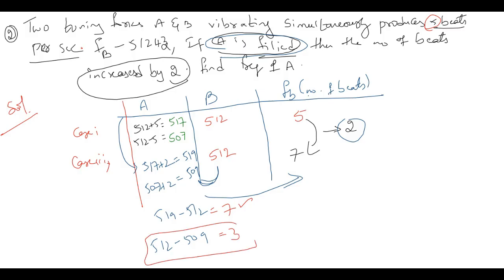So now we got 519. So what is the frequency for A? Frequency for A is when we got 519, when we have 517. This is after filing. But before filing is the frequency of A, which is this value. Understood? Therefore, frequency of A is 517. Understood how to find the answer for this? Clear?